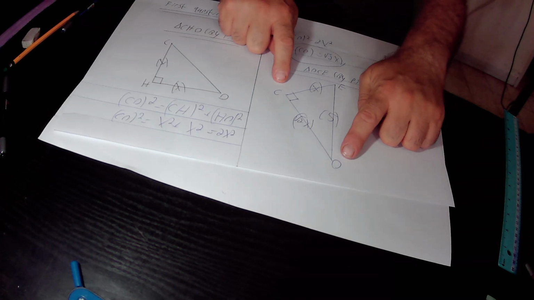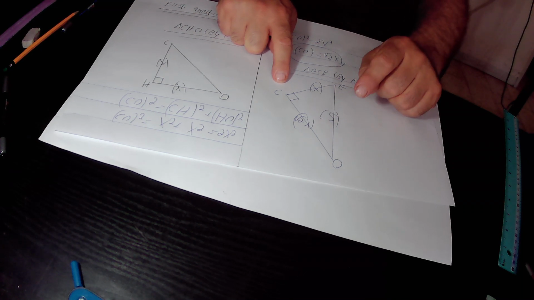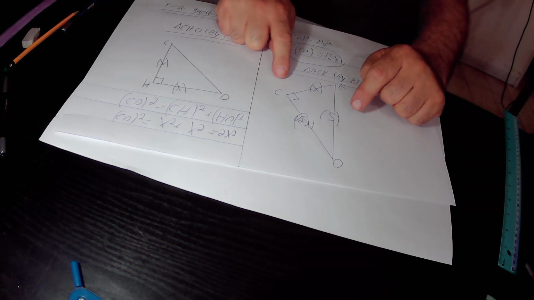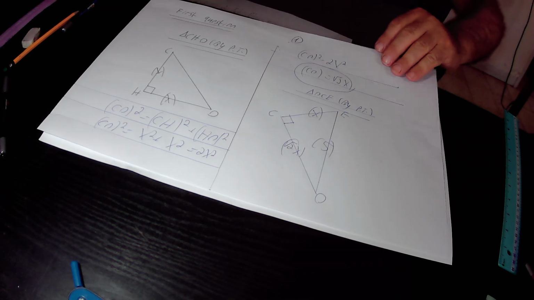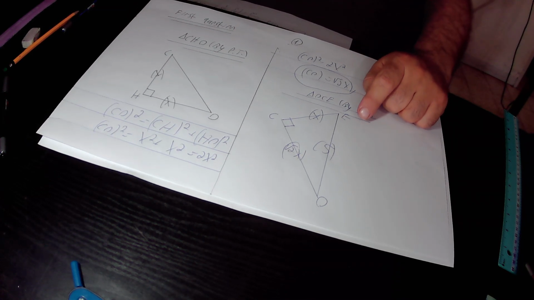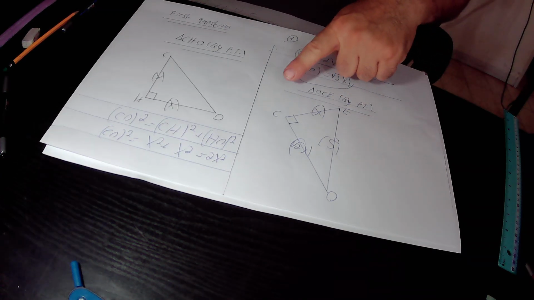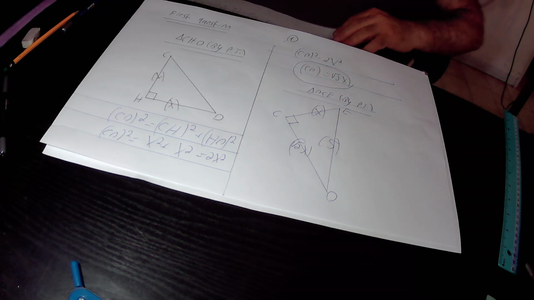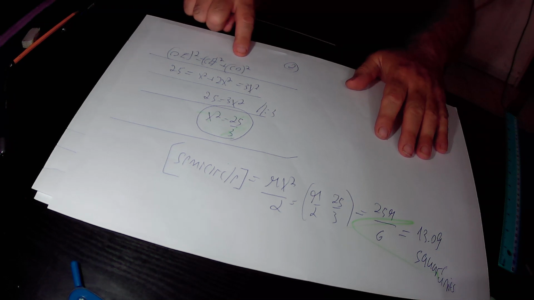We just found out that CO equals the square root of 2 times X, and EO is the radius of the quarter circle, which equals 5. According to the Pythagorean theorem, in this right triangle CEO, EO squared, the square of the hypotenuse, must equal CE squared plus CO squared.